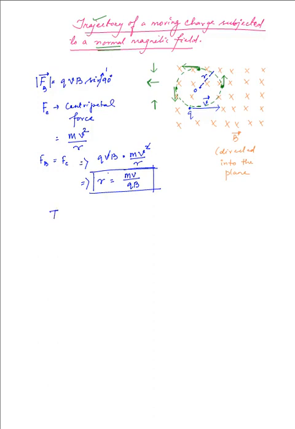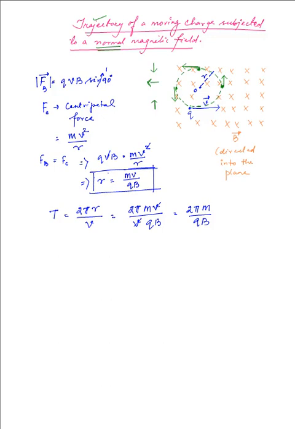The time period is equal to the total distance traveled divided by the speed with which it does so. So 2 pi r is the distance and the speed is v. We have the value of r, so we have 2 pi mv divided by qB for r, and v for velocity or speed, the v's get cancelled out, so we have 2 pi m divided by qB, which tells us that for a given charge with a certain mass, the charge is invariant, of course, in relativistic consideration, but mass may change.